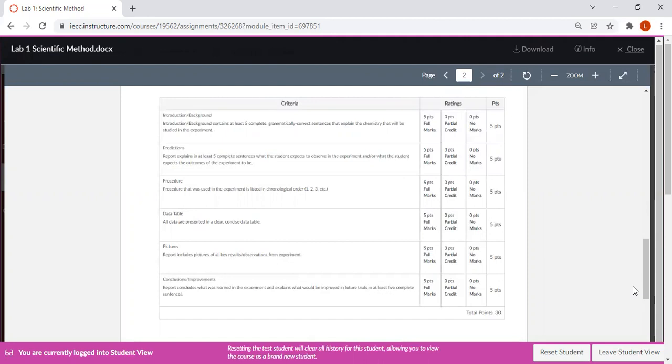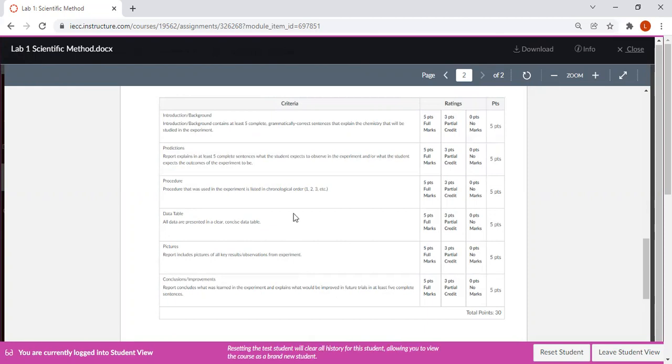You just have to make a prediction, right? That's just, what do you think is going to happen? Make sure your experiment report has the procedure in it and steps, like a cookbook. Make sure your lab report has a data table. Make sure your lab report has pictures, and make sure that your lab report has a conclusions section of what went wrong, what would you do better in the future.